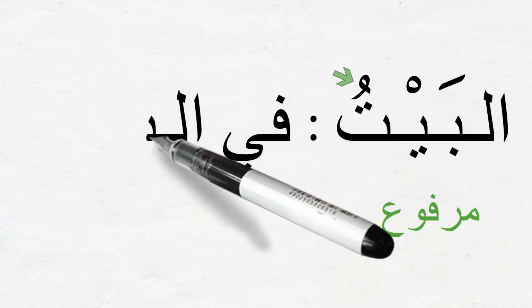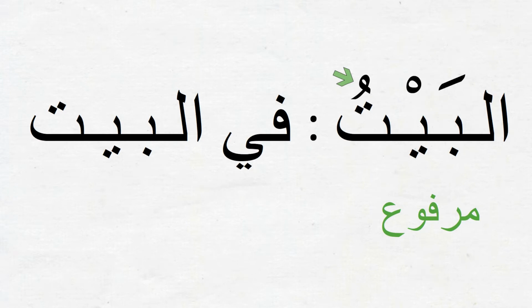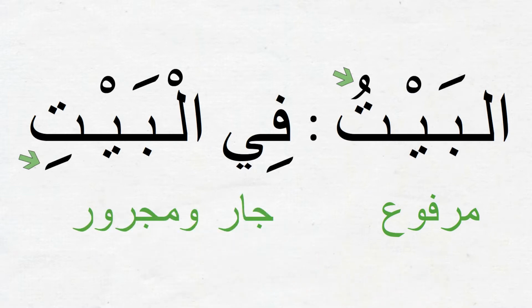And after we add harf fi or preposition in before it, how are we going to read the phrase now? Fil bayti, which means in the house. Here, harf fi is interacting with the ism al-baytu, and it is turning al-baytu from marfu' to majroor state with kasrah ending. So together we have a jar wa majroor phrase. In other words, fi is harf jar and al-bayti is ism majroor.